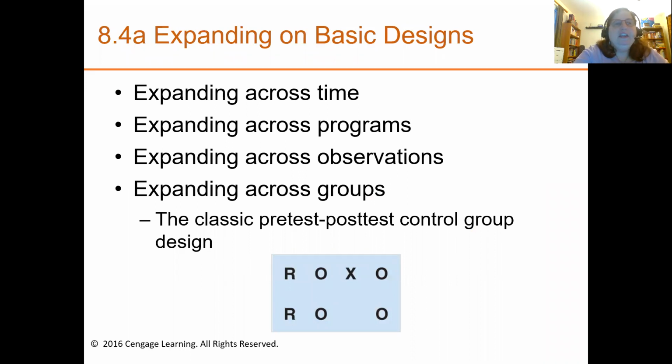So how can we expand on some basic designs? Well, we can expand across time, across programs, across observations, or across groups. And once again, here's our classic pre-test, post-test control group design, similar to what we saw on the previous page, but now we have R's instead of N's, which is nicer, right? So this is an actual experiment here. We randomize our groups, we observe, we give a treatment to one group, and we observe again. Classic pre-test, post-test control group design.